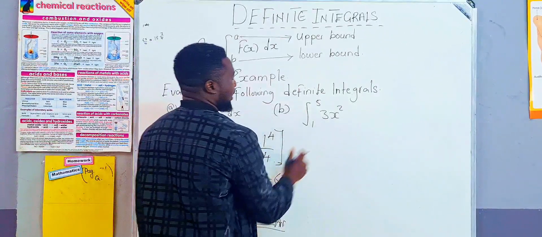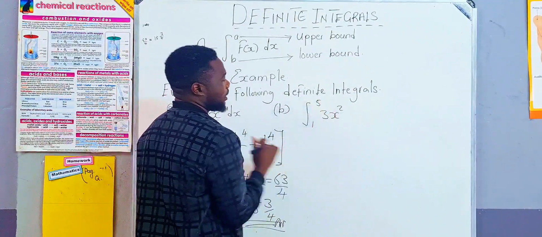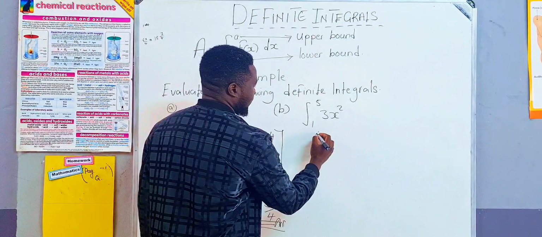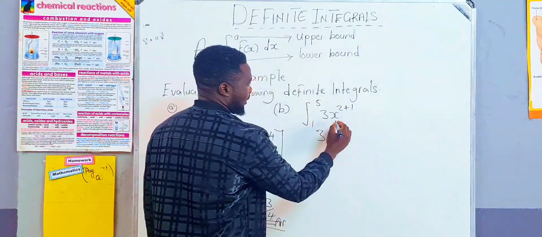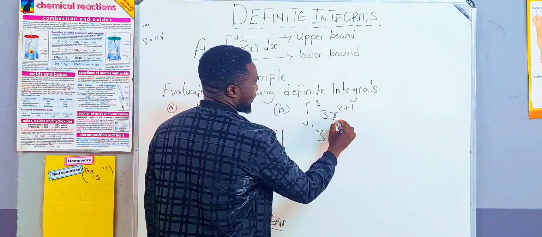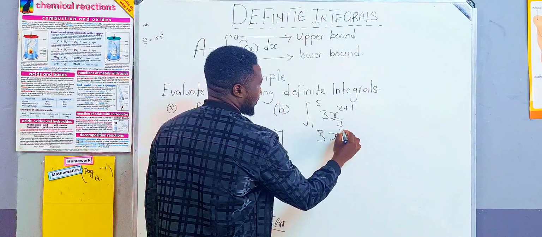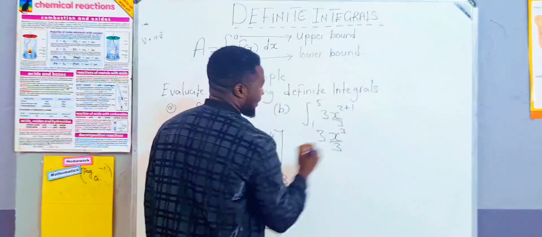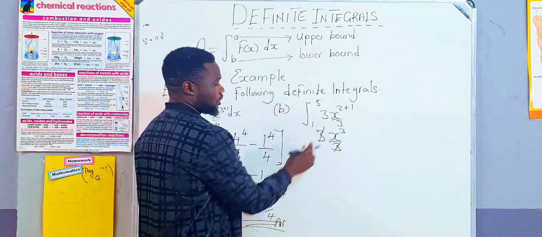Let's look at this one now. What are we going to do here? This is the upper bound, this is the lower bound. The first thing, we write the 3, and we add 1 there, which gives us 3. So it will be x to the power 3 over 3. From there, this 3 and this 3 will cancel because they are the same.